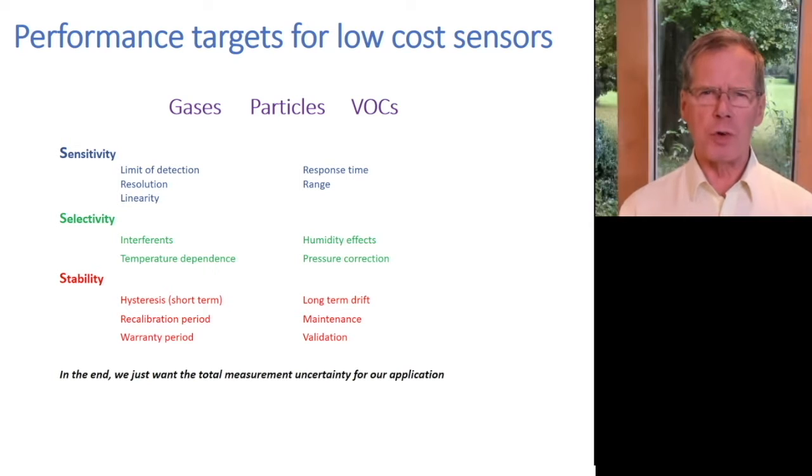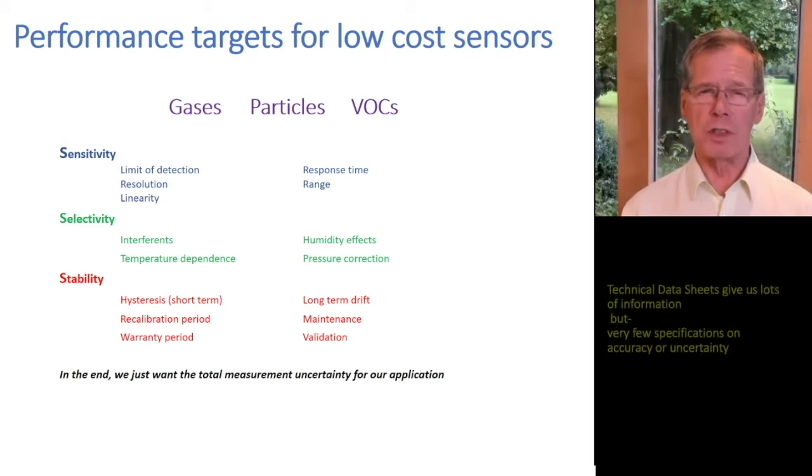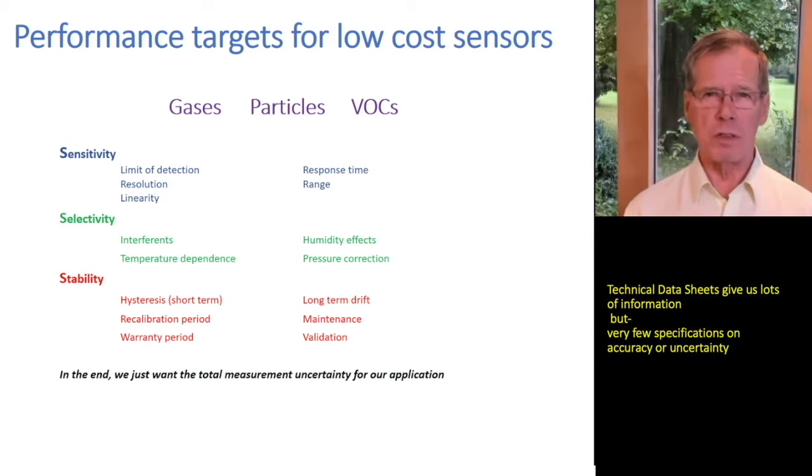So each of those sections of the same communities have different questions when they talk about performance. Let us now drill down and look at the actual performance targets for these low-cost sensors. And remember, there are three types of pollutants. There are gases, which are inorganic. There are particles, all the way from ultrafines to pollen. And there's VOCs, volatile organics. That includes formaldehyde and benzene, but it also includes about 2,000 other VOCs that are prevalent at very low concentrations in our daily life.